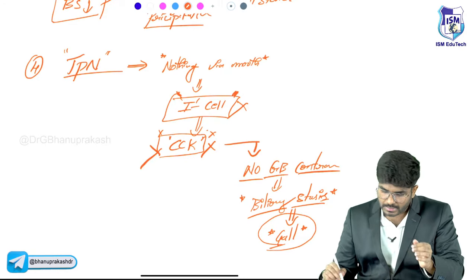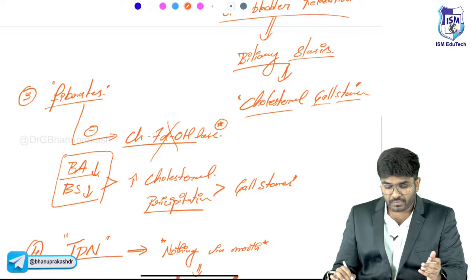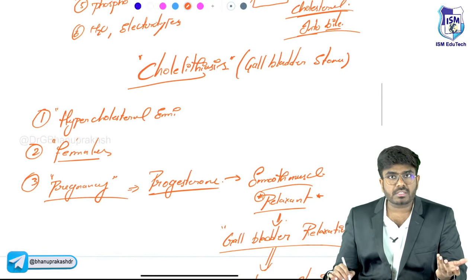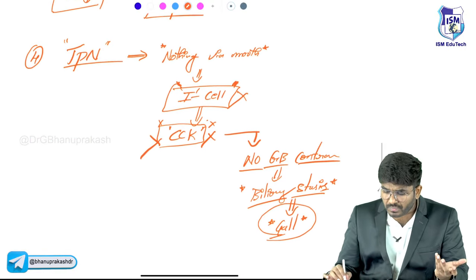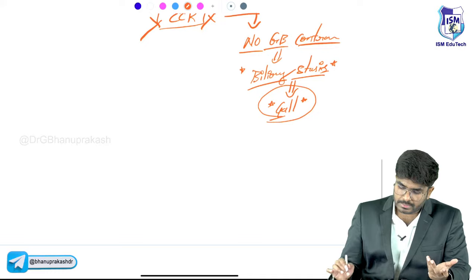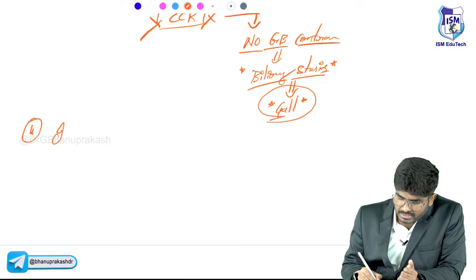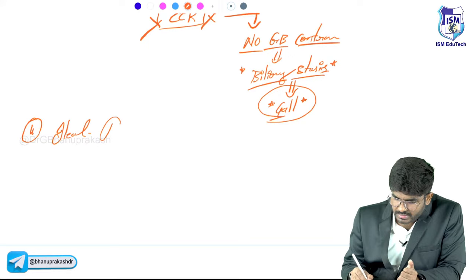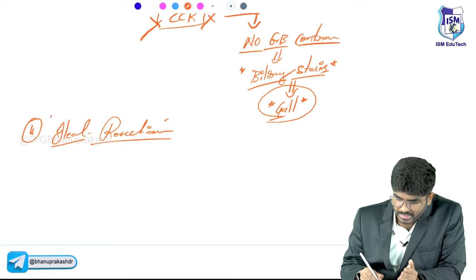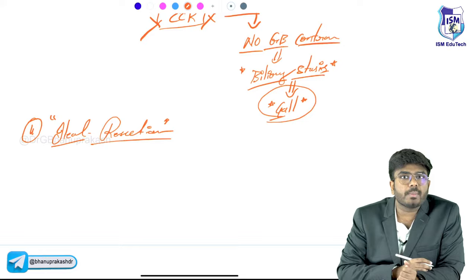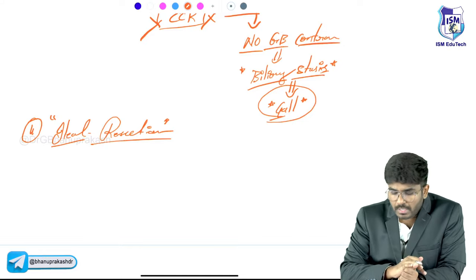No doubt in that. And those who are using the fibrates can develop the gallstones. Pregnancy can cause the gallstones. And what else? Ileal resection, the fourth condition, which is very important for the exams. So, the patient had a surgery. Now, his ileum is removed. So, what happens?